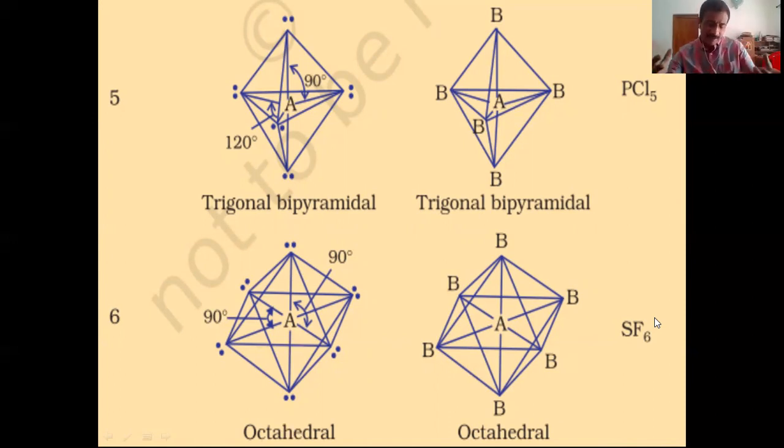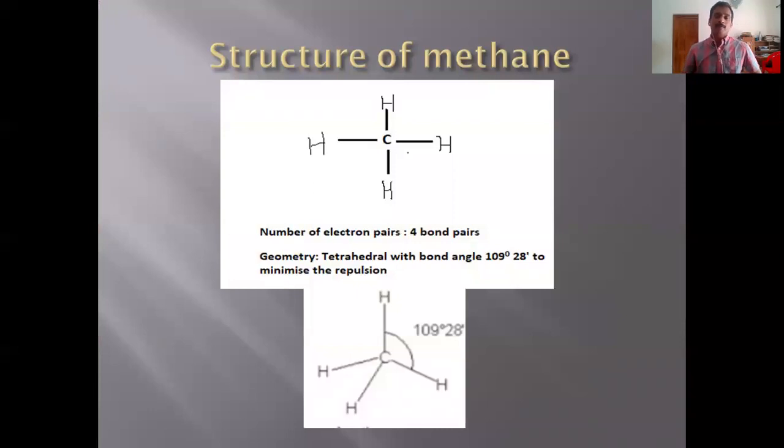Now we can see the structure of certain molecules according to VSEPR theory. First one, structure of methane. When you explain the structure of methane using VSEPR theory, first you draw the Lewis structure of CH4. And here you can count the number of bond pairs. 1, 2, 3, 4. 4 bond pairs are present in it.